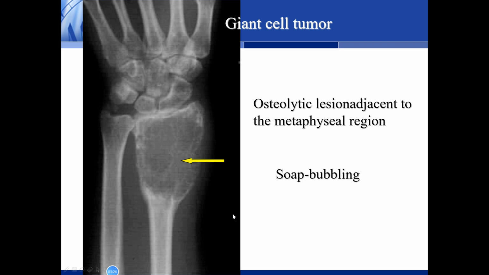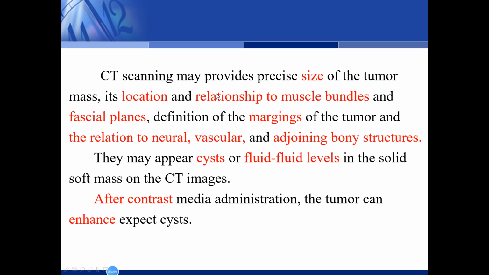Here is a case of giant cell tumor of the proximal radius, and in the film we could find obscurated lesions adjacent to the metaphyseal region. Here is the metaphyseal region and obscurated lesions adjacent to it, and the lesion shows soap bubbling. So we could make a diagnosis of giant cell tumor.